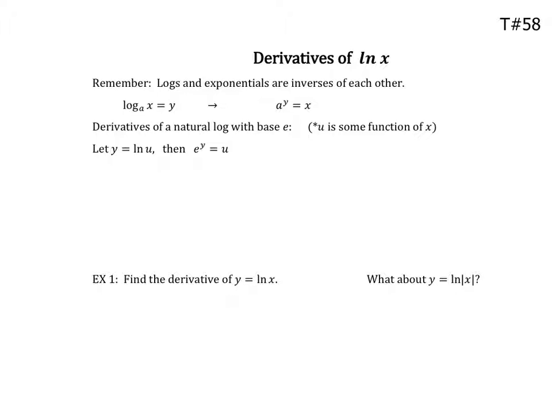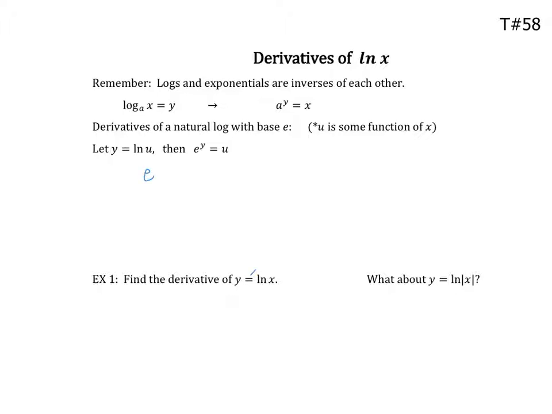So let's figure out what the derivative of the natural log is. We'll be doing a lot more with natural logs than logs. So remember, u is some function of x. So if y equals the natural log of u, I think we can agree if we put that in exponential form, then e to the y, because the base is e, is equal to u. Well, let's do what we know how to do. Use implicit differentiation to take the derivative of that.